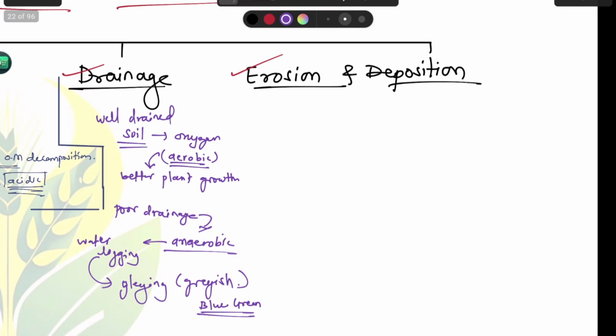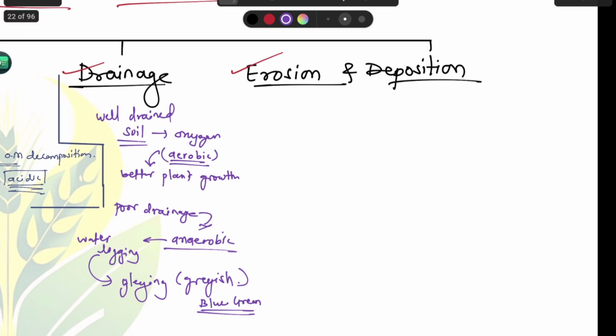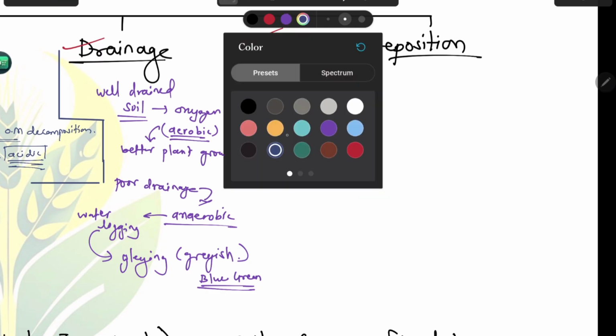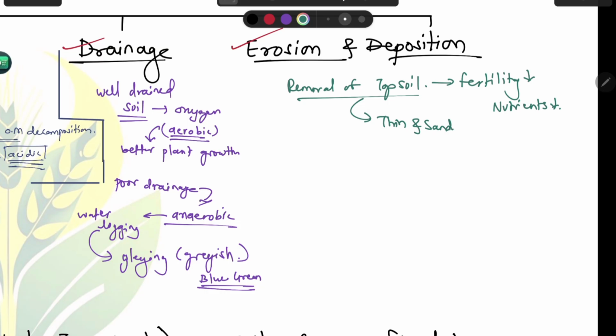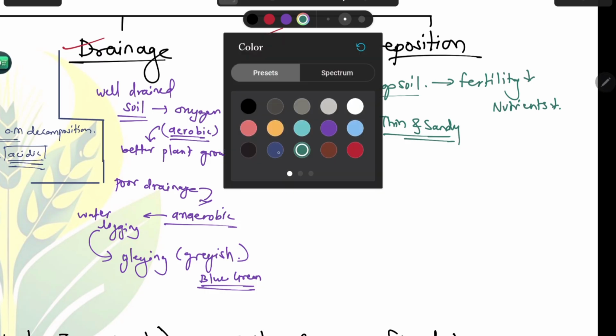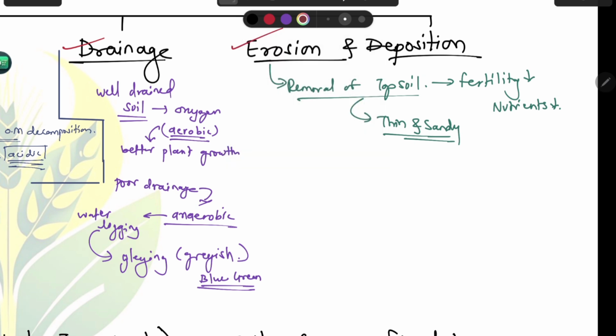So next, how erosion and deposition affect soil formation. Erosion means the removal of the top layer or topsoil. So it loses fertility and nutrients, and the soil becomes thin and sandy due to the erosion. And due to deposition, the eroded soil gets deposited in some other area after being transported. So in the deposited area, there is formation of a new layer of soil.